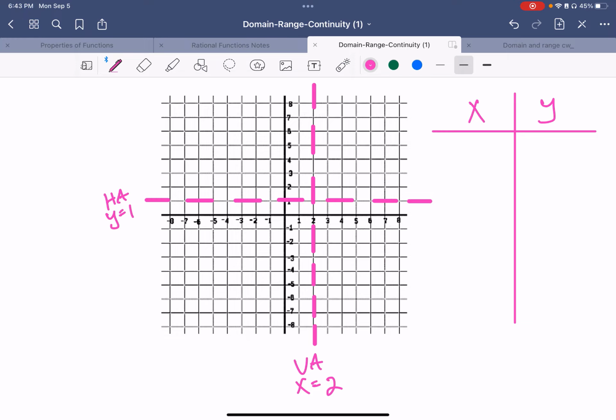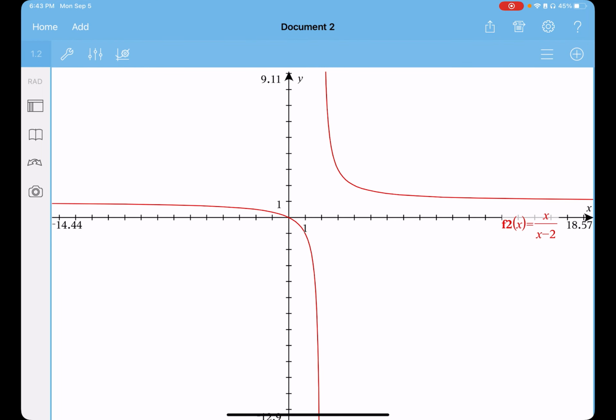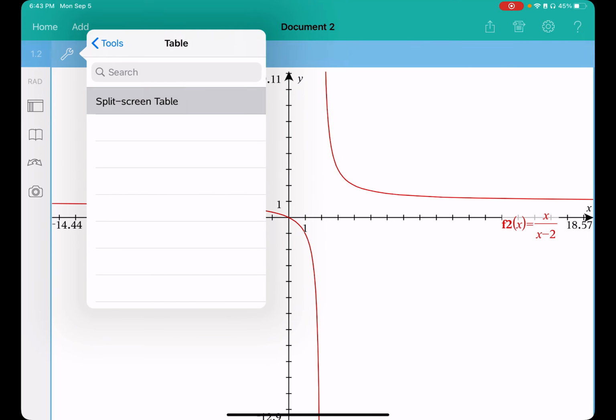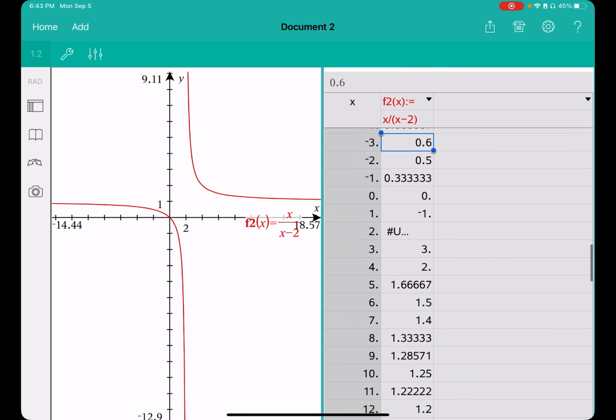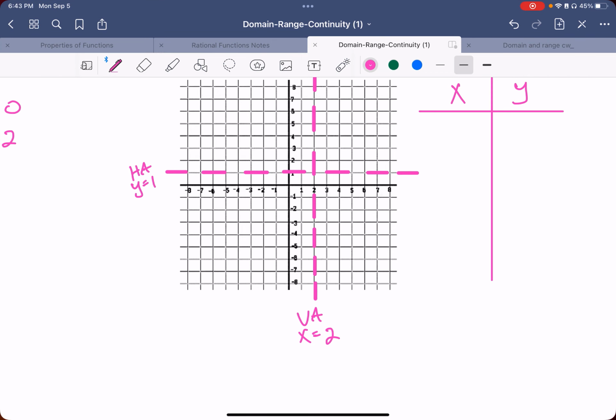So I don't go past y equals 1. Okay. Now I can pull up the table, menu table, split screen table. A lot of these have a bunch of decimals, so I'll just put some decimals, maybe the ones that are more exact and not repeating. So like negative 6.75 looks good.